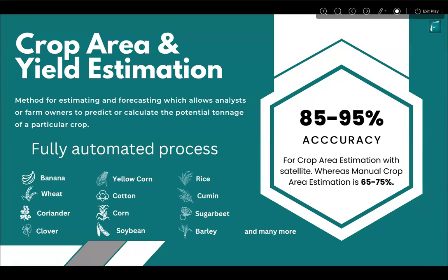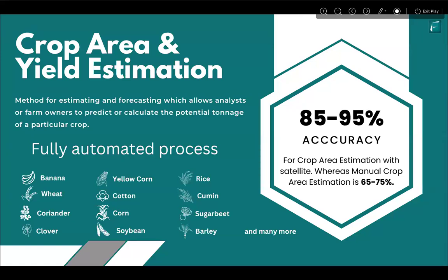Then, as I mentioned, there is one more thing: crop area estimation. Crop area estimation and yield estimation will tell you about a particular crop's area present in a certain geography. Suppose you are a government or a company that manufactures chips. You will be procuring potatoes from a particular area, so you need to be sure that you will be able to get the potatoes from a particular geography only.